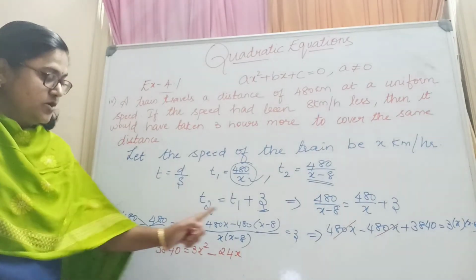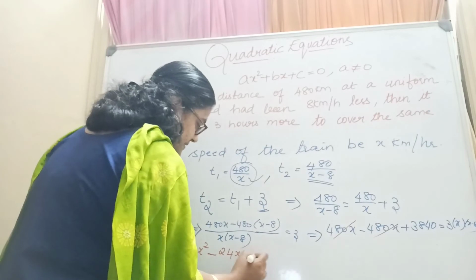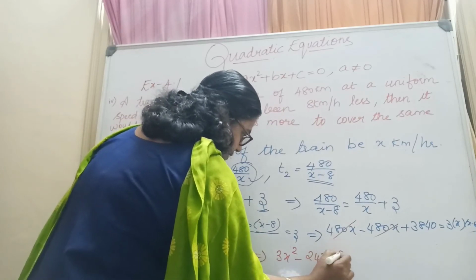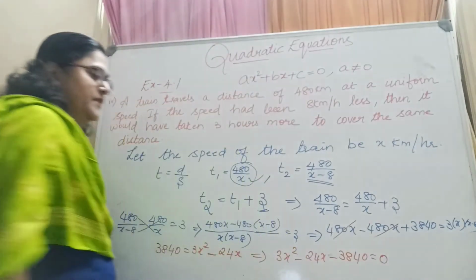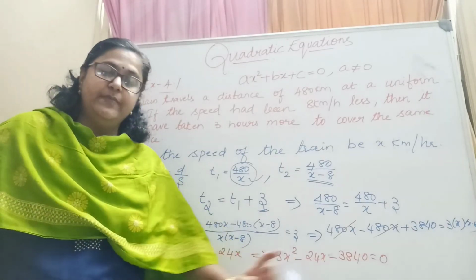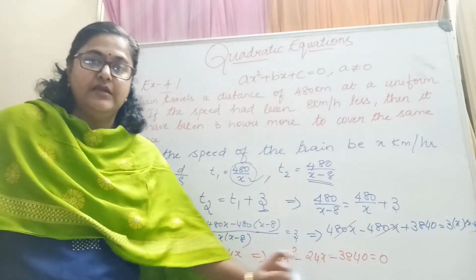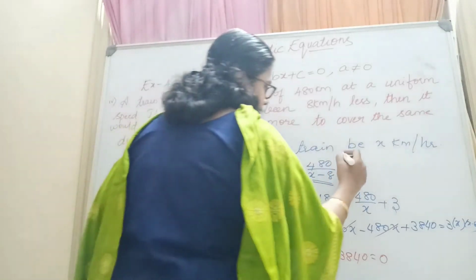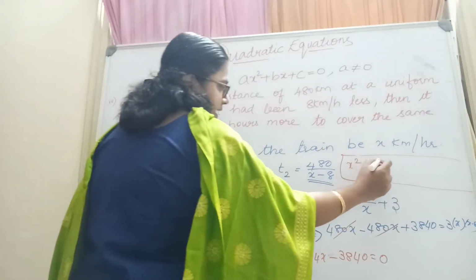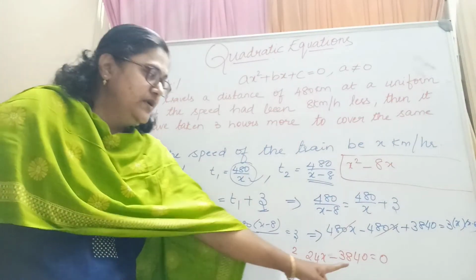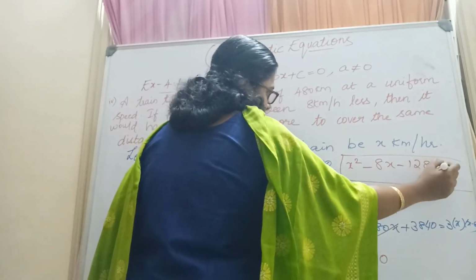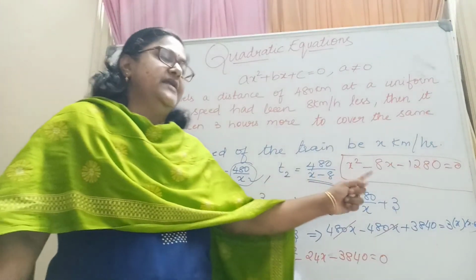Okay. Now bring this constant term onto the right hand side. So this implies 3x square minus 24x minus 3840 is equal to 0. Now all these numbers are divisible by 3, right? Now, I can divide this equation by 3. So, what happens? This becomes x square minus 8x. 3 8's are 24, right? Now, divide this by 3. That is, 3 1's are 3, 3 2's are 6, balance 2, 24, 3 8's are 0. So, the equation is x square minus 8x minus 1280.